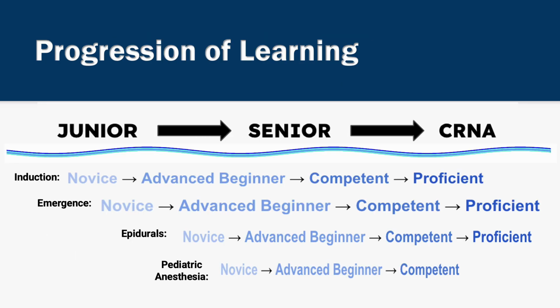Commonly, SRNAs are classified as juniors or seniors in clinical training. It may be expected that juniors are novices and advanced beginners, while seniors are competent and proficient. However, clinical training is far from a linear process, and it's important to look below the surface at each clinical skill when evaluating a learner's skill level. Skill level varies depending on the type of skill, and different learners may progress at different paces. In reality, an SRNA may go from being competent to a novice and back to being competent again in the same day, depending on the case complexity and clinical skills required.